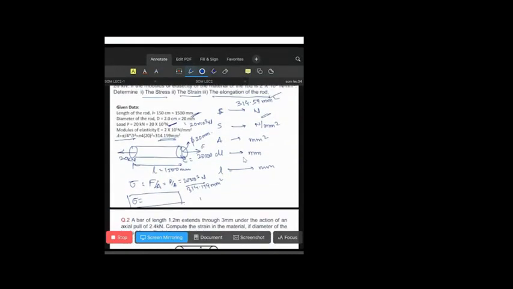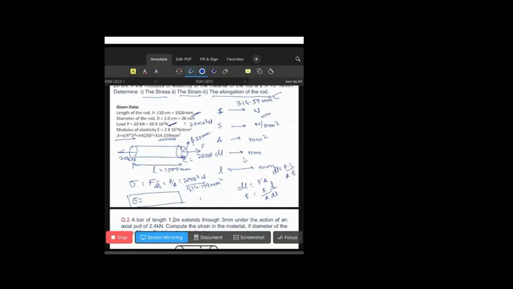To calculate the elongation of rod, see in the start of lecture it has been mentioned to calculate the change in length for the simple problems or for a longitudinal force applied. What will be the formula? F by A into change in length upon original length will be equal to E. So change in length will be equal to F into L divided by AE, FL by AE.